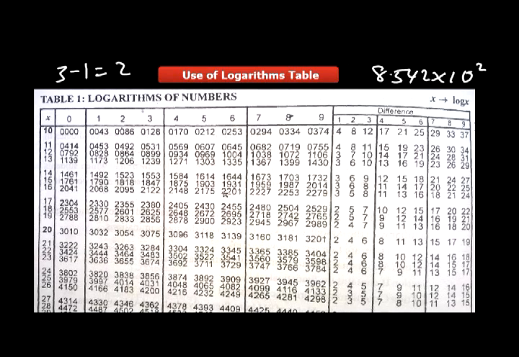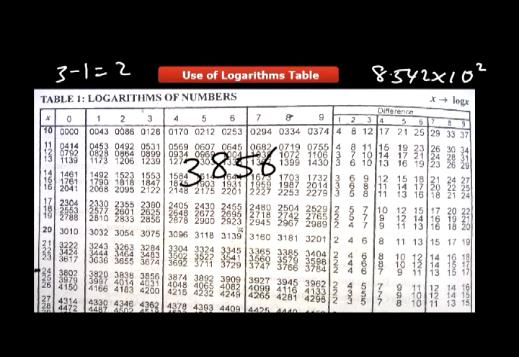So this is the 4-figure table. 24 under 3 difference 2. Where's our 24? These are 24. Under 3, this is under 3. That will give us 3856.